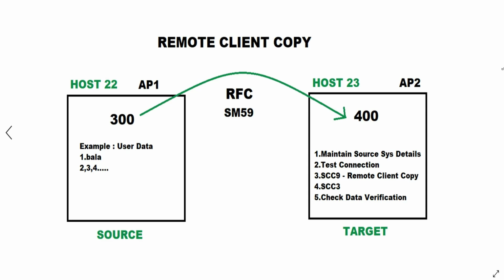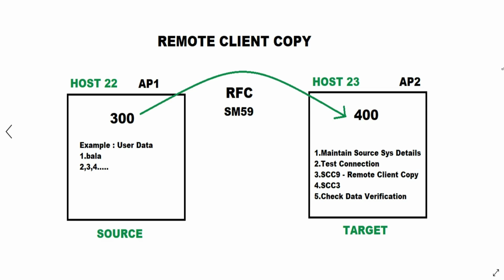After the authorization test and a successful test connection, we need to hit the T-code SCC9 for doing the remote client copy. For local client copy, we know that L represents local. You just remember it that way: SCCL for local client copy. For remote client copy, SCC9. After scheduling the background job for remote client copy, we are going to monitor it in SCC3.